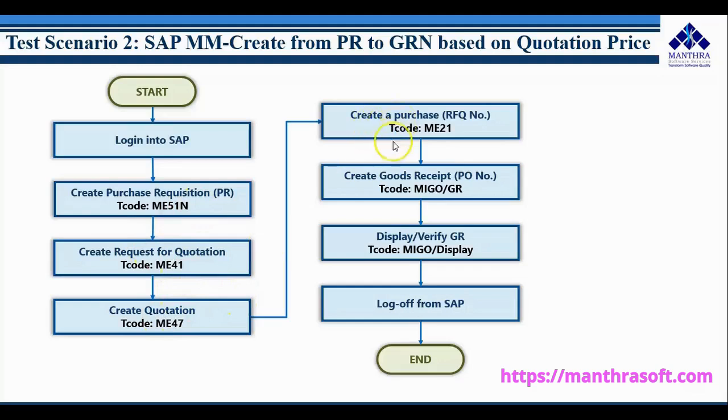Based on the validation price, more or less the net cost, creating the goods receipt from the purchase order. 6. Verifying the goods receipt. 7. Log off from the SAP application.